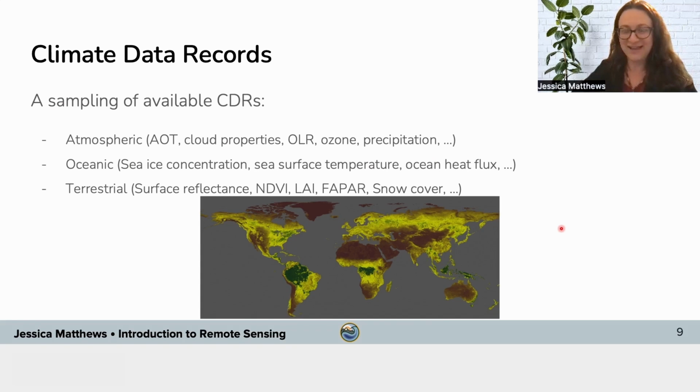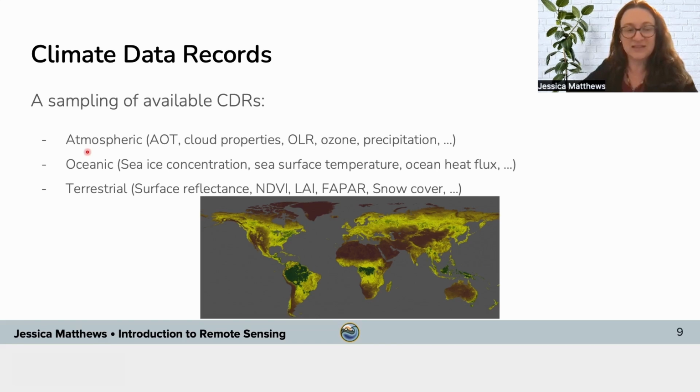As I work at NCEI and at NOAA, I am much more familiar with the climate data records program that is employed here. And as such, I'd like to offer a few examples of the different climate data records that are available at NOAA. They're comprised of several different groupings. We have an atmospheric grouping, which would include such derived geophysical variables as aerosol optical thickness, various cloud properties, outgoing longwave radiation, ozone information, and a lot of information about different precipitation characteristics.